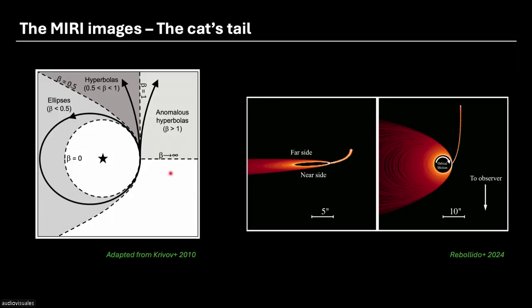So if the gravitational force is higher, then the material is going to be constrained in an orbit around the star. But if the radiation pressure is higher for that particle, then it's going to be blown out, either in hyperbolas or anomalous hyperbola. So what we think happened is that we have here a dust production event. Some of the material is staying, and it's creating this extended secondary disk. And some of the material is being blown out, and it's creating the cat's tail.